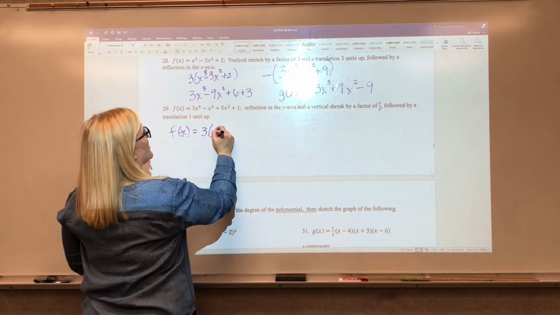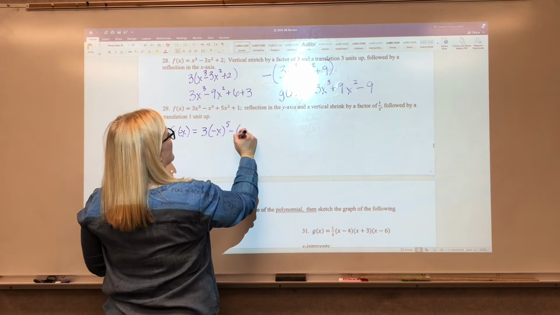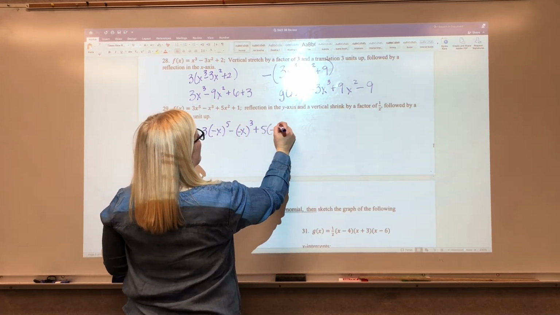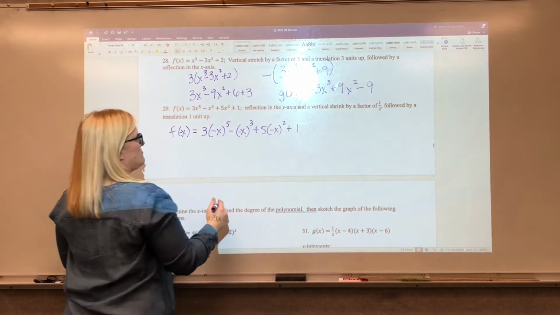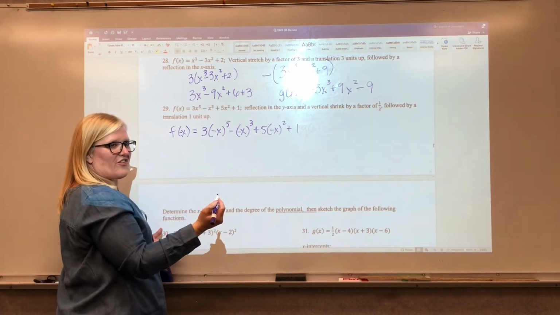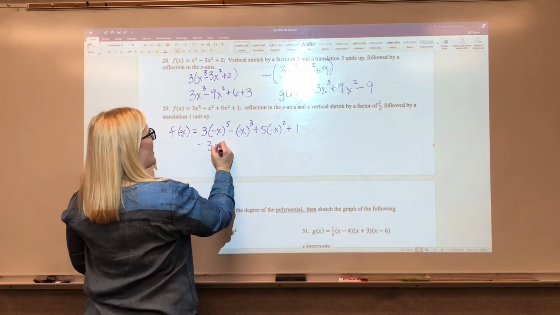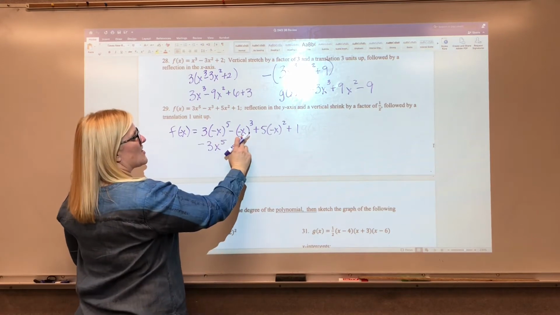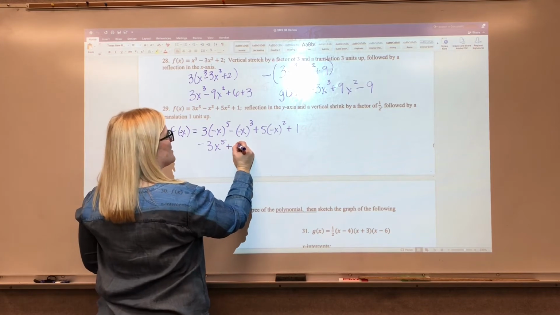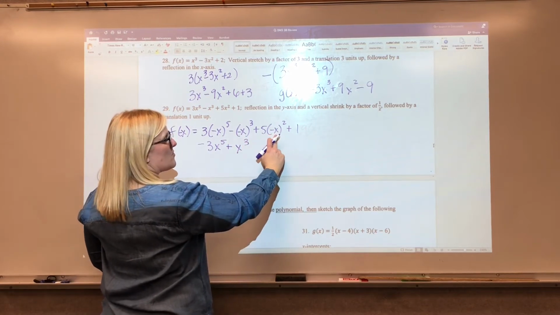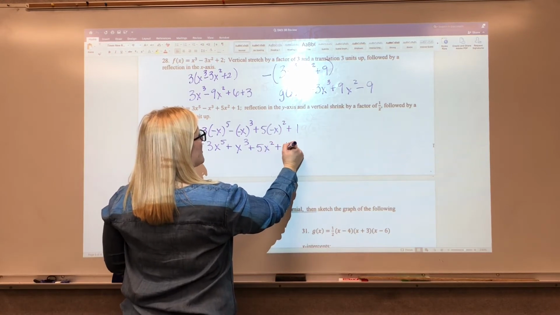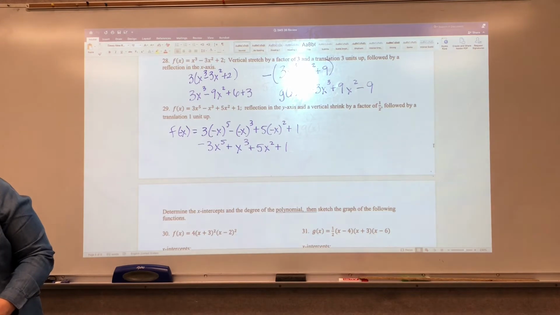So 3 of negative x to the 5th minus negative x to the 3rd, plus 5 times negative x squared plus 1. Well, negative x to the 5th is just negative x to the 5th. So I have negative 3x to the 5th. This is going to be negative x cubed, but then I have another negative here, so this is positive x cubed. This is going to become a positive, so plus 5x squared plus 1. Let me just double check myself here.